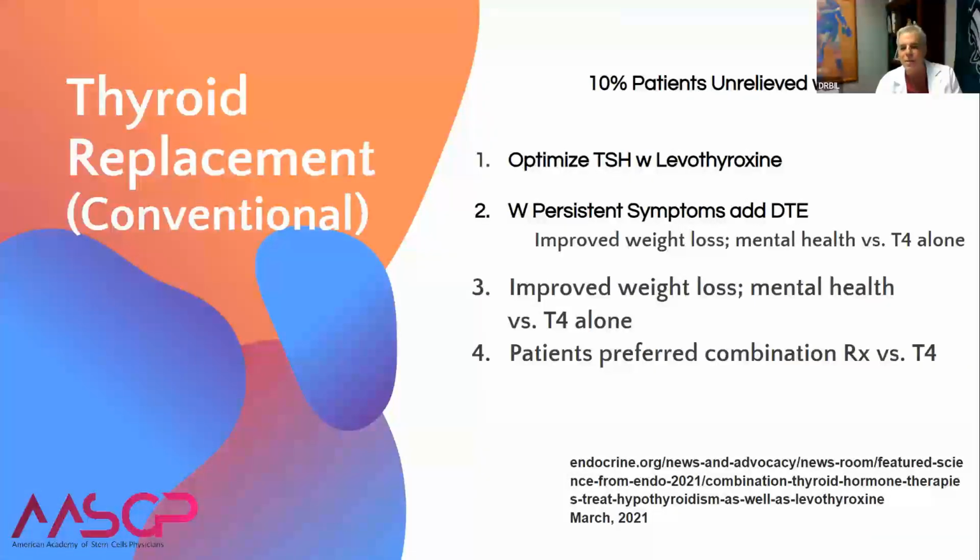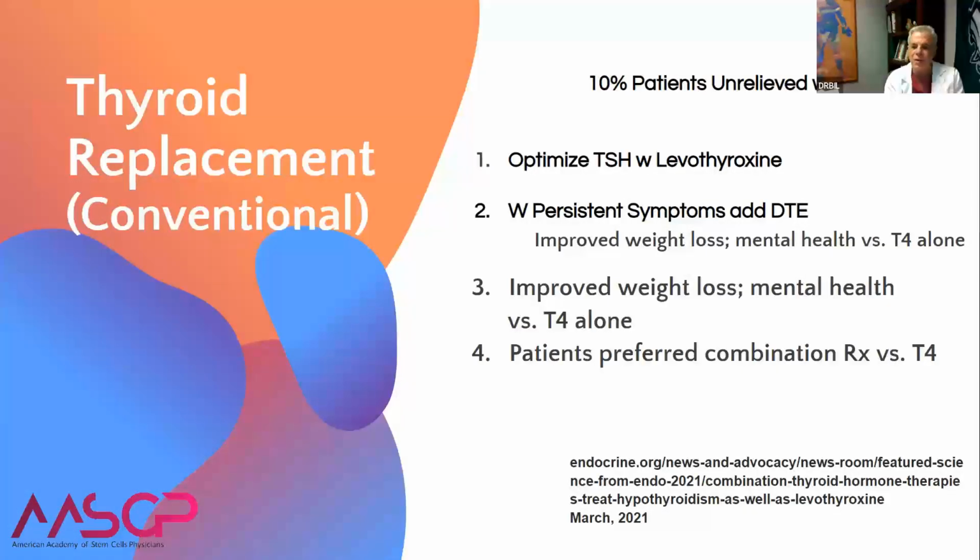The conventional placement, the literature I found said 10% of the patients are unrelieved with just T4. I see a lot of them. To me, it's probably more like 50 to 60%, but maybe I see a skewed population.